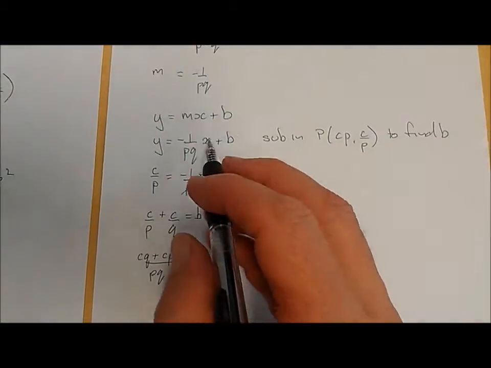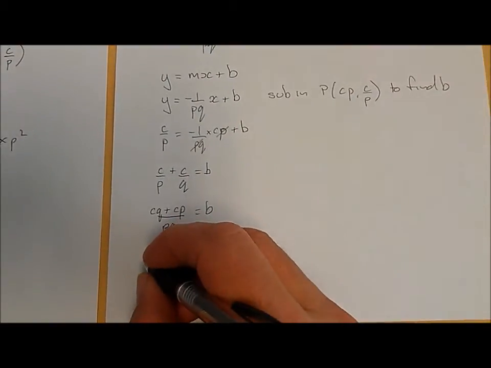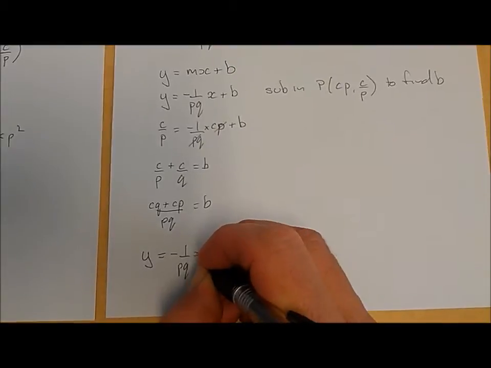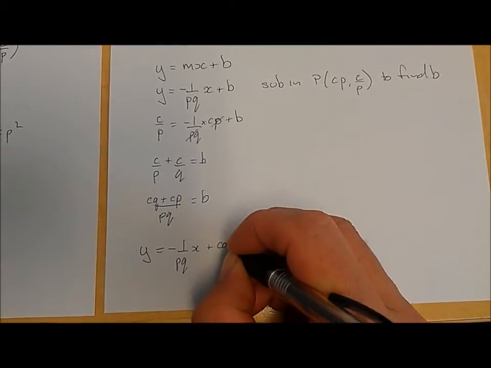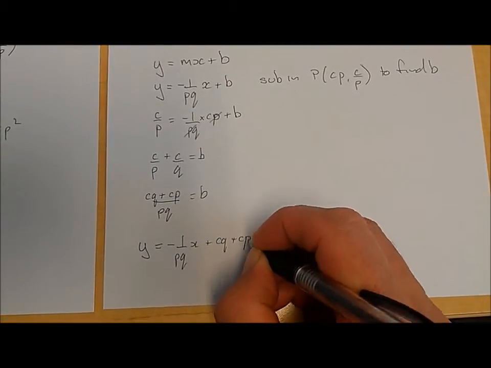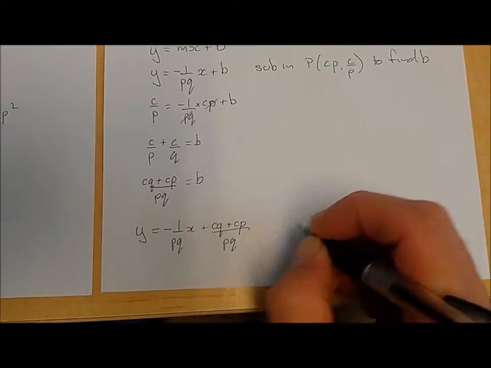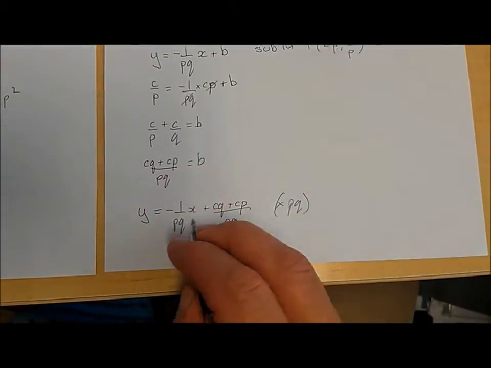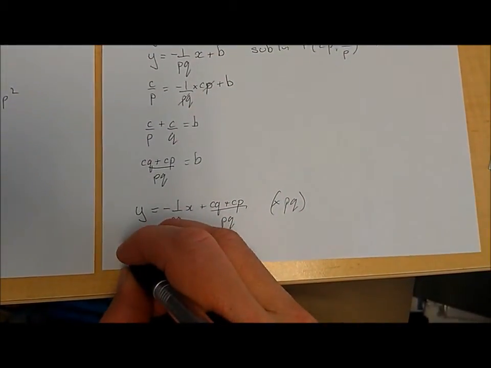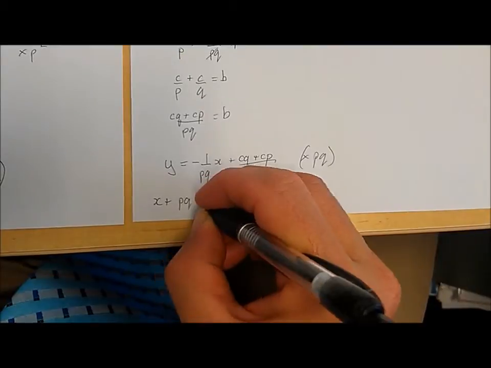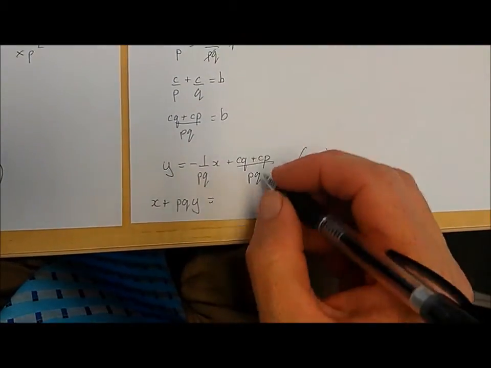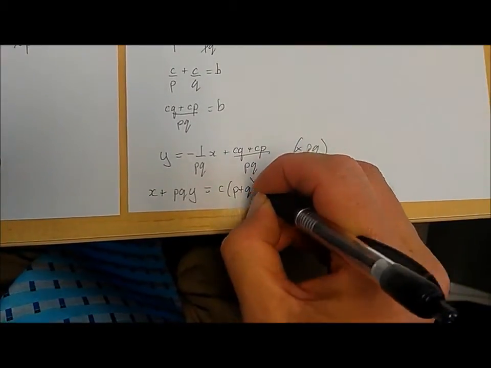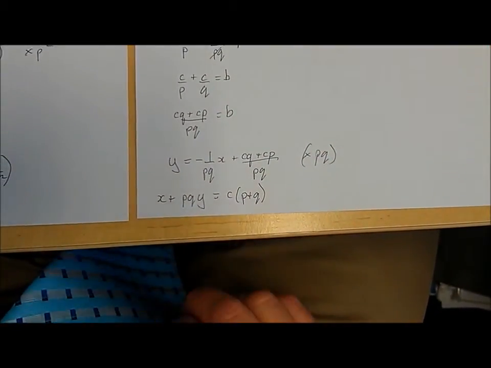If I sub that back into my equation up here, I get y is equal to negative 1 on pq times x plus (cp plus cq) on pq. Simplify it by multiplying everything by pq, and while I'm there I'll bring this over to here. So I have x plus pqy is equal to, that's gone, c outside of (p plus q). And that's the equation of the chord in parametric form.